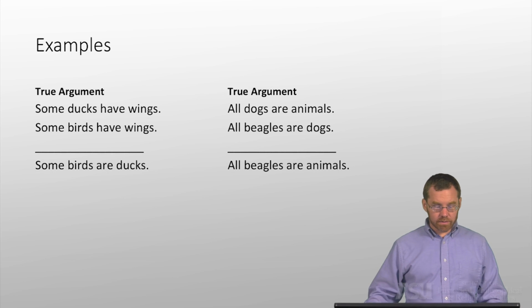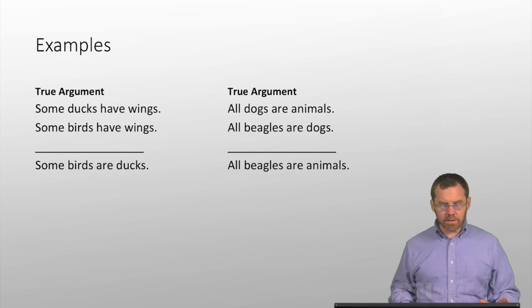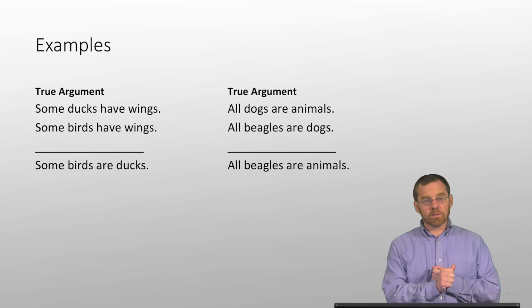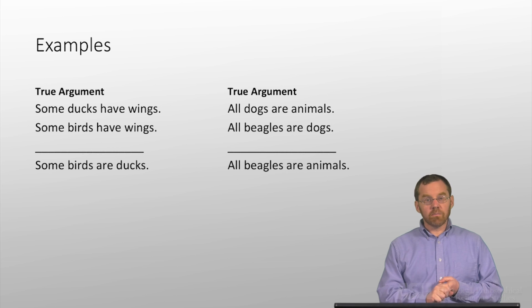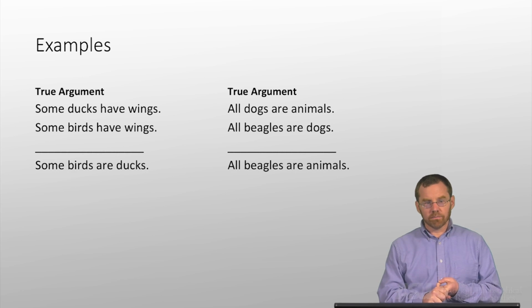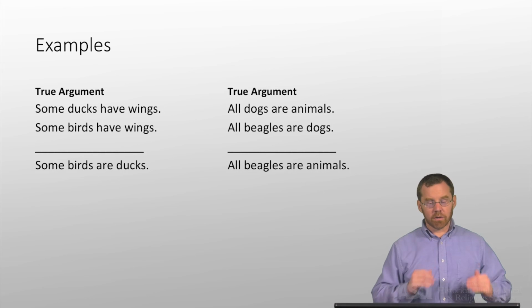Let me give you some examples. Here are a pair of true arguments. On one side: some ducks have wings, some birds have wings, therefore some birds are ducks. Now let's see, do some ducks have wings? Yes, most ducks have wings. Do some birds have wings? Yeah, most birds have wings. Are some birds ducks? Yeah, some of them are. Not all of them, not even most of them, but some of them are. So all those statements are true. All of the premises are true, the conclusion is true, it's a true argument.